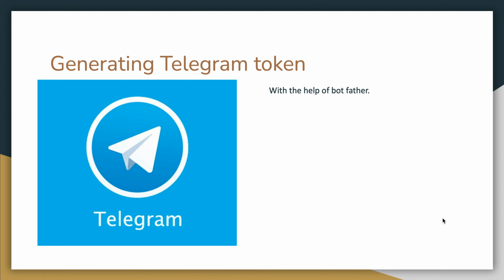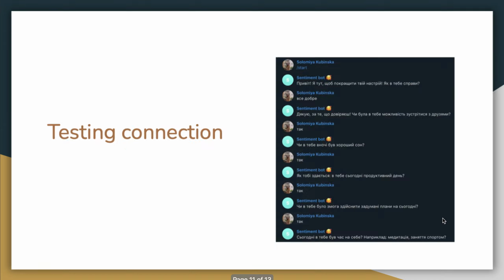Then I want to generate a Telegram token to connect Telegram as one of the bot components. Then testing connection. I begin this dialog with /start, which is the bot command to begin the dialog, and then just went to type the phrases the Dialogflow was trained to understand.